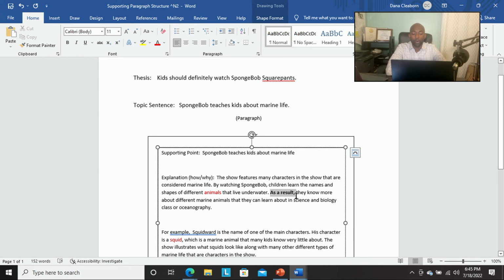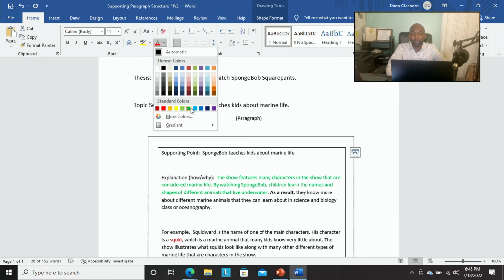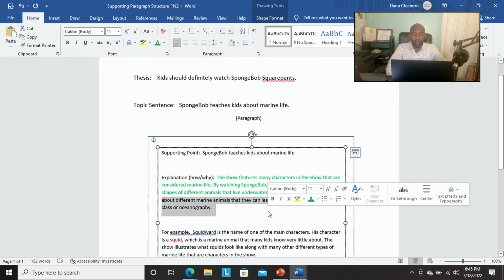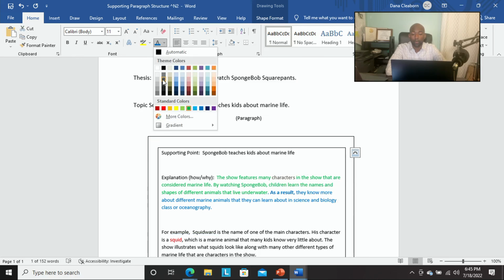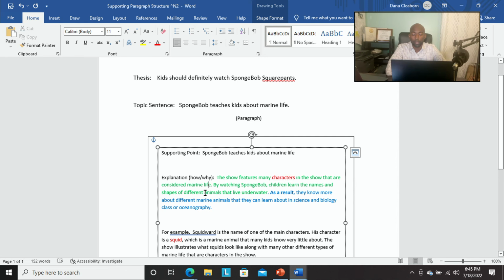As a result, they know more about different marine animals that they can learn about in science and biology class or oceanography. And so we give you causes and we give you effects, right? And so this is very elementary format. So what we had to do is we had to pick something in the explanation that we could give a specific for, an example. So we decided to do it for specific character and animal. Character and animal are kind of the same thing. And so that's what we do.